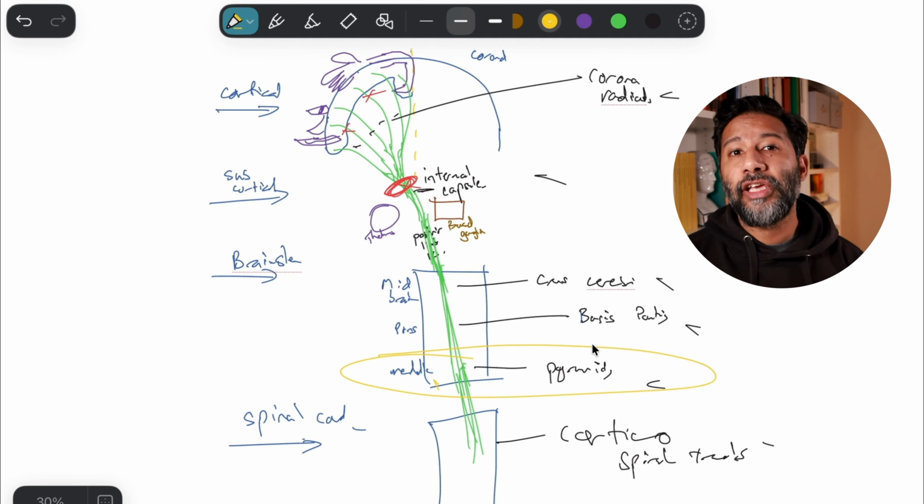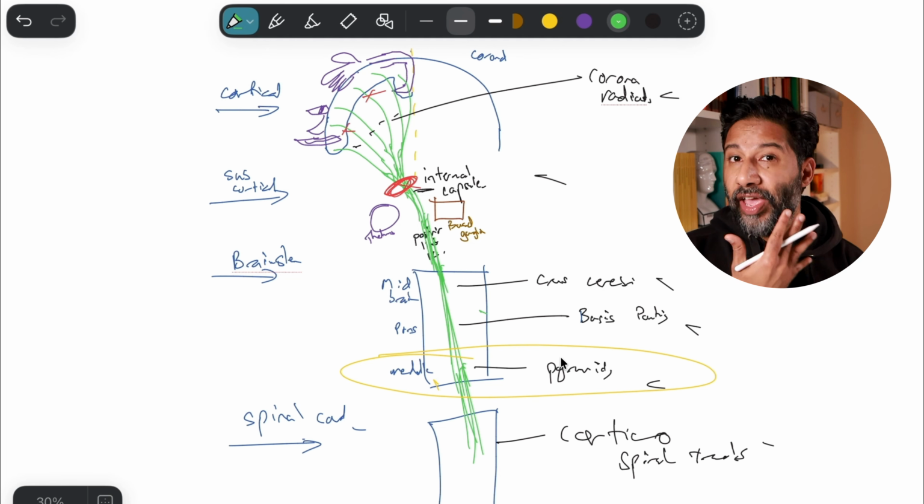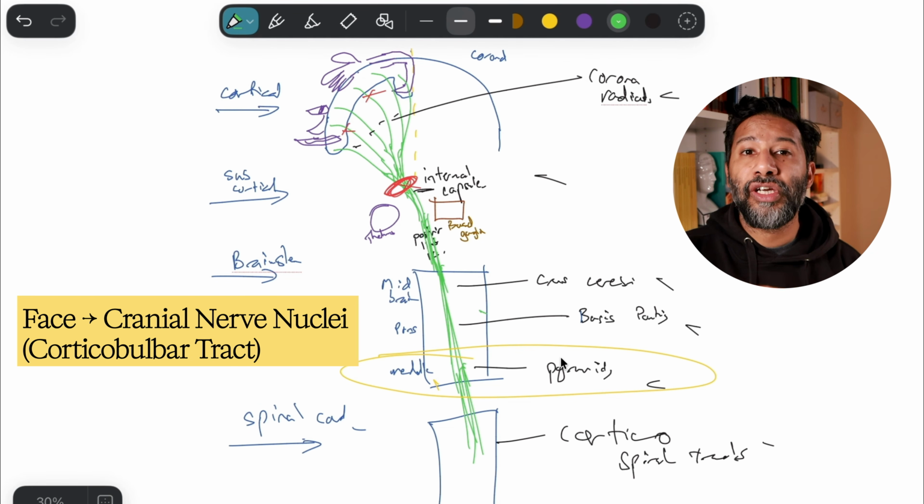The second thing is where the first order neurons actually end. We touched on this back on the episode of upper versus lower motor neuron signs. So the fibers heading for the face, they actually peel off in the brainstem and synapse onto the cranial nerve nuclei.